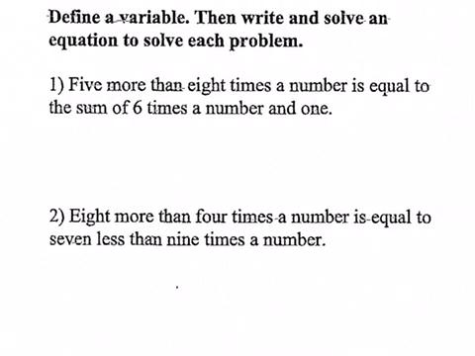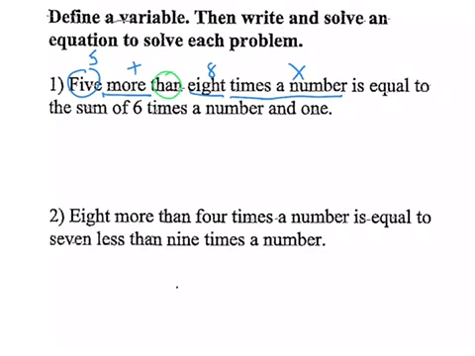Okay? So look at number 1. We've got 5 more, so there's going to be addition. Then, that word "than" is going to be important in a second. Then 8 times a number. So we don't know what number, so that means that's going to be our variable. Times some mysterious number is equal to the sum. So what does that tell you? Sum, add, the total, that we'd be adding them, right. The sum of 6 times a number, again, I don't know what number, and 1.